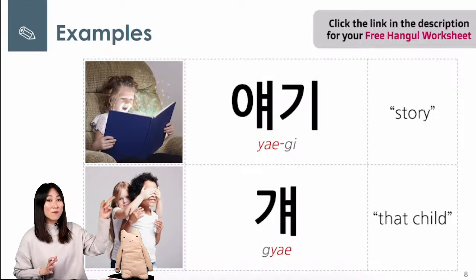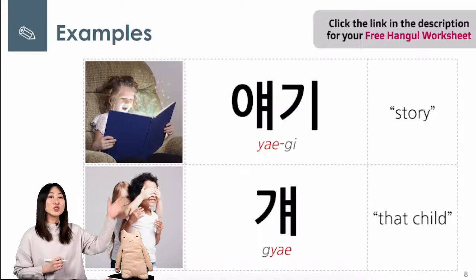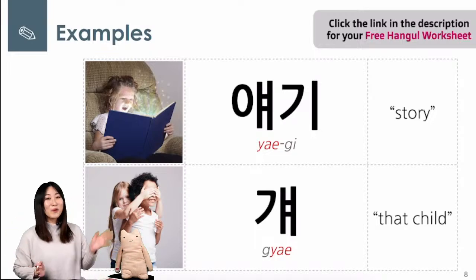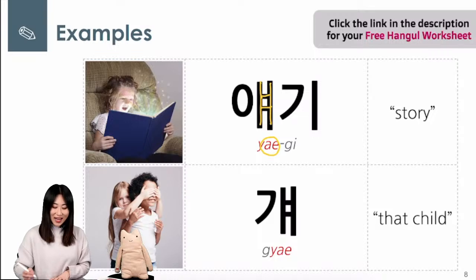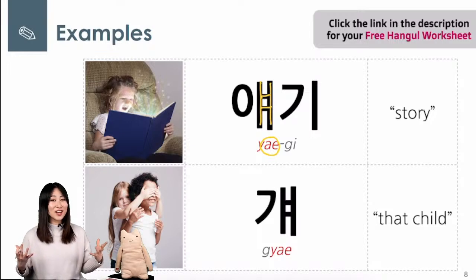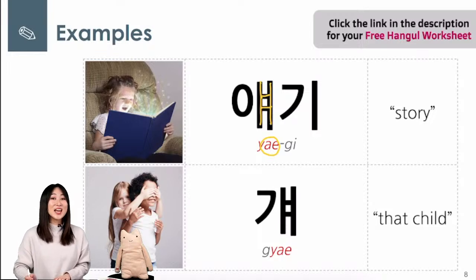Okay, so here are some examples. Actually, this vowel is not used so commonly. I mean, these are the common words, but there are not many words. Only a few words. So first example is this. 얘기. 얘기 means story. It's shortened form of 이야기. 이야기, it means story. And 이야기 can be shortened as 얘기.